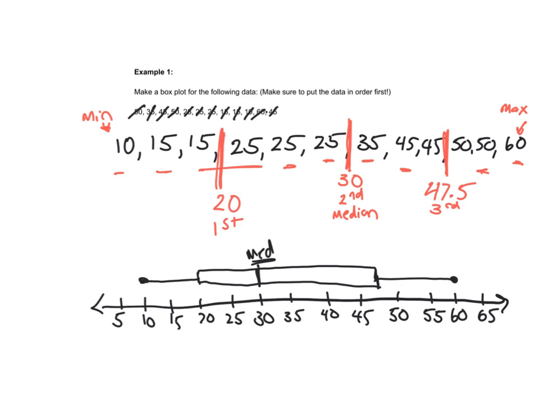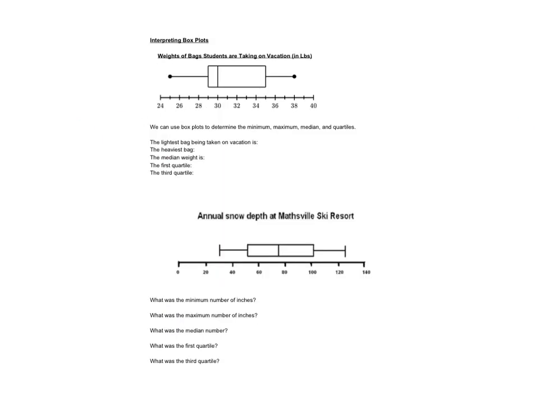Okay. Now we're going to look at these box plots that are already drawn for us. We're just going to interpret them. This is pretty simple once we know what these things mean. So the lightest bag being taken on vacation, we know that the lightest bag is our minimum. So if we look at the dot here, that's our minimum, and that's at 25. Okay, so 25 pounds. The heaviest bag is going to be our maximum. So that's this dot over here, which is 38 pounds.